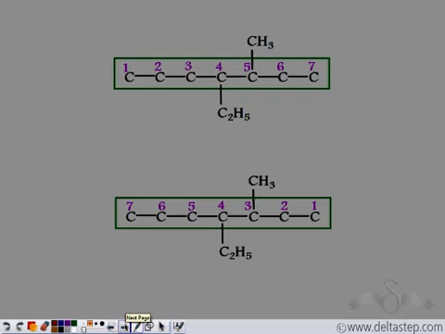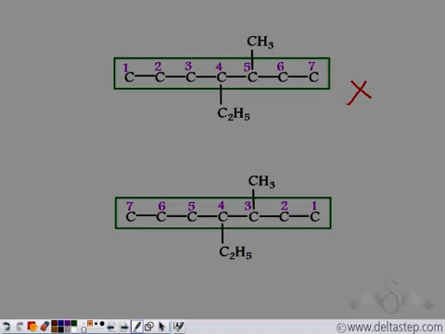Now we can start the numbering either from the left or from right. When we start from left, the first substituent is encountered at fourth position. From right, the first substituent is encountered at the third position. So by the rule, the lowest number has to be given to the substituent. So this is wrong.